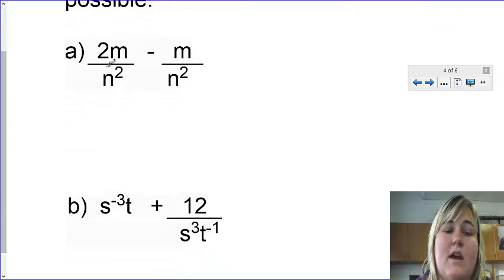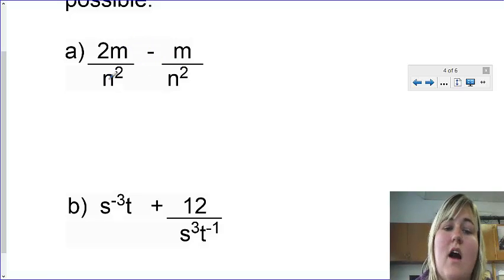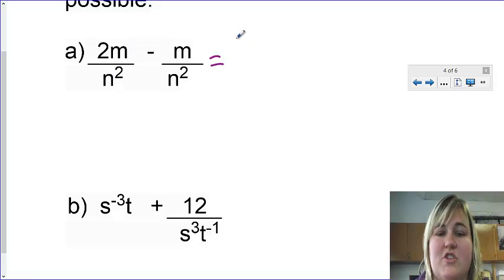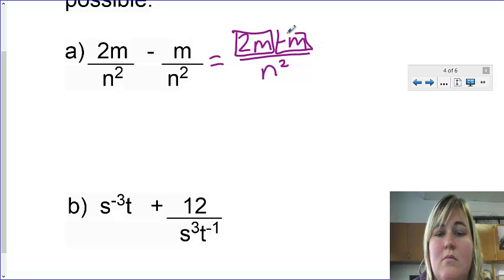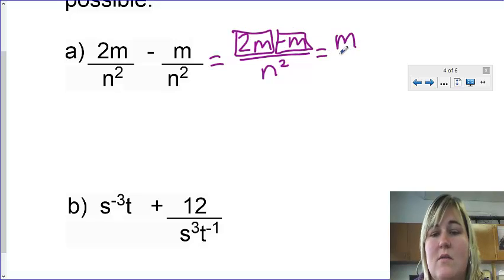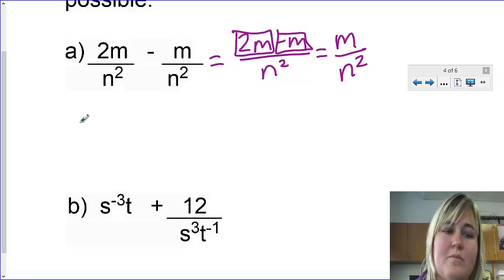These are fractions, okay? And as long as they're fractions, we know that to be able to add or subtract fractions, we must have a common denominator. So I'm subtracting here. I have a common denominator, so I can write this as one fraction. So I'm going to put 2m minus m over that n squared, my common denominator. So all I have to do now is combine my like terms that I have on top, which is 2m minus m gives me just m over n squared. That's my final answer. As long as I have a common denominator, I can write it as one fraction, combine like terms, and I'm done.